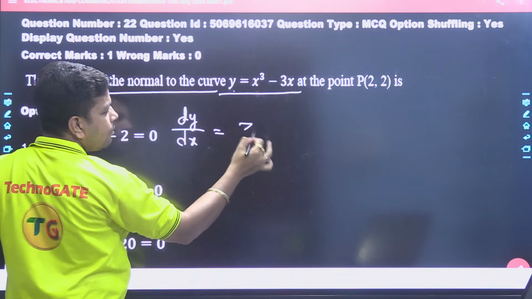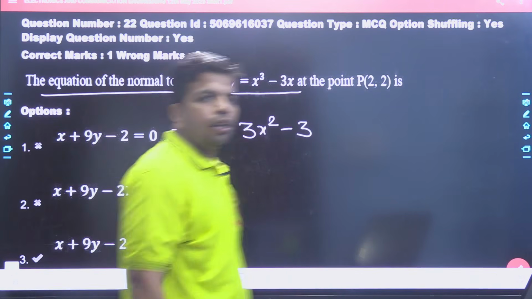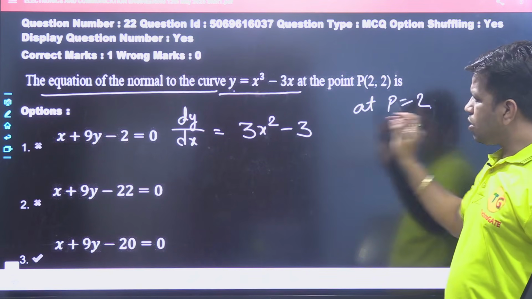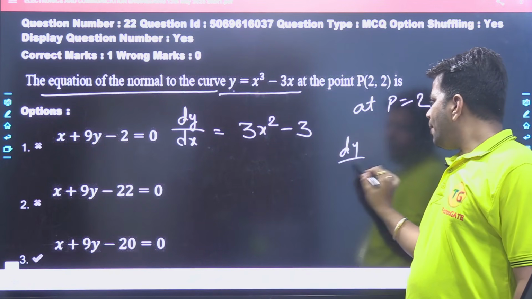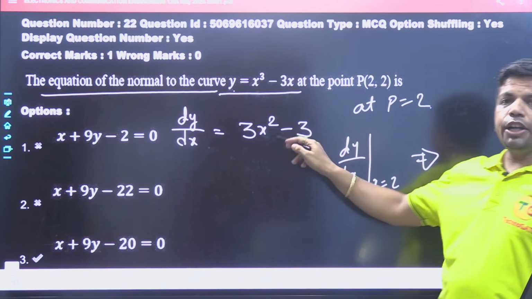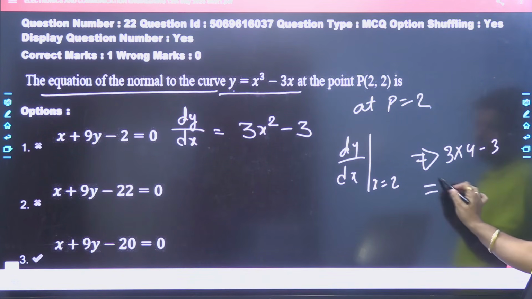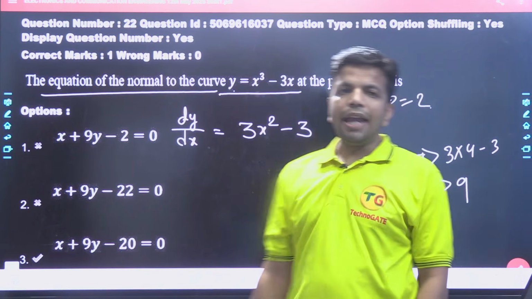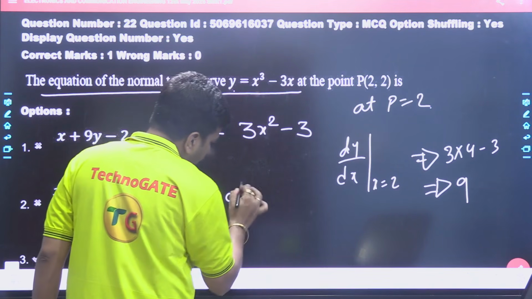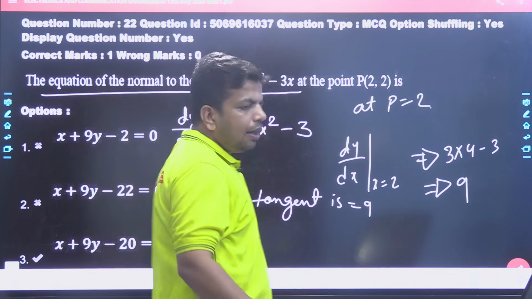is equals to 3x square minus 3. If we are taking this differentiation at the value 2, just put the value 2 here. So dy by dx at x equals to 2 is how much? This is 3 into 2 square minus 3. So 3 into 4 minus 3, how much is it? It becomes 9. So we can say that the slope of tangent is 9.